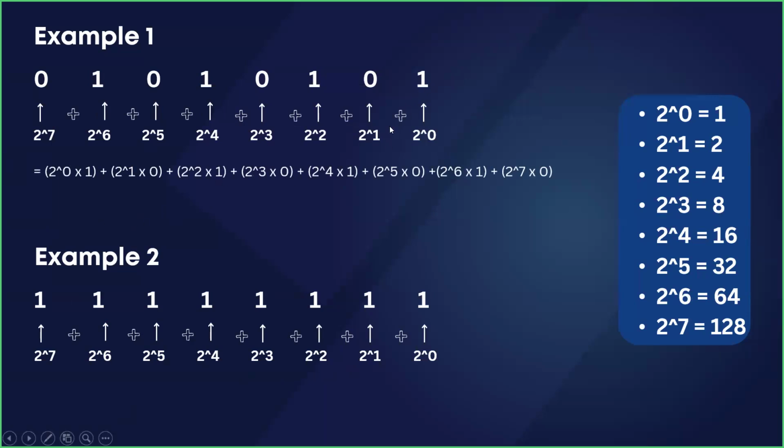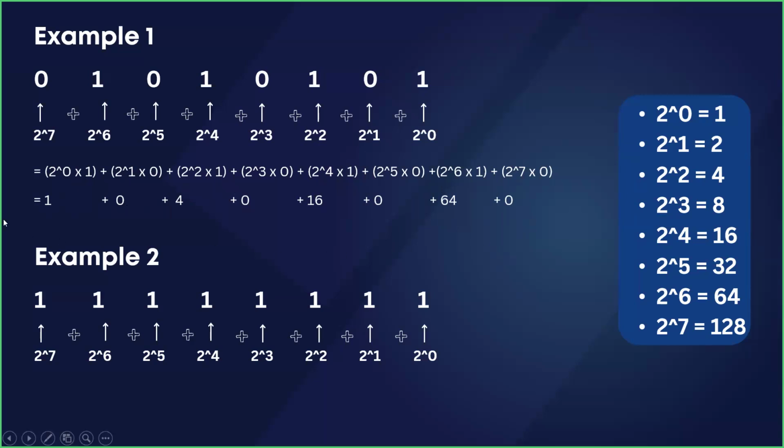So 2 power 0 into 1 plus 2 power 1 into 0 plus 2 power 2 into 1 plus 2 power 3 into 0 plus 2 power 4 into 1 plus 2 power 5 into 0 plus 2 power 6 into 1 plus 2 power 7 into 0. Wherever there's into 1, you write the value there. Wherever there's into 0, you write 0 there. 2 power 0 into 1, that's 1. 2 power 1 into 0, 0. 2 power 2 into 1, that's 4. 2 power 3 into 0, 0. 2 power 4 into 1, that's 16. 2 power 5 into 0, 0. 2 power 6 into 1, that's 64. And 2 power 7 into 0, 0.